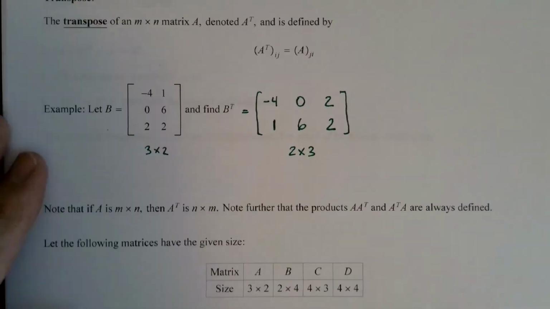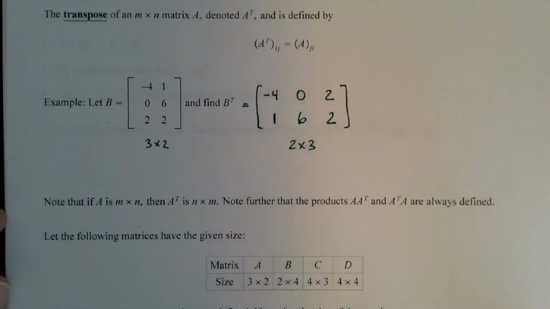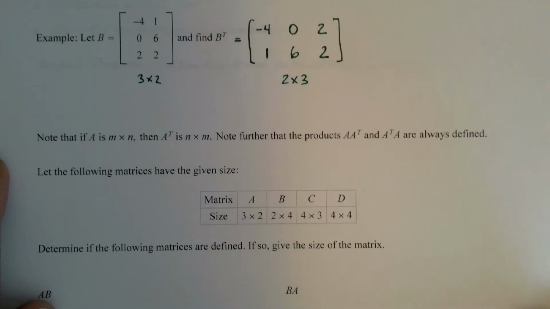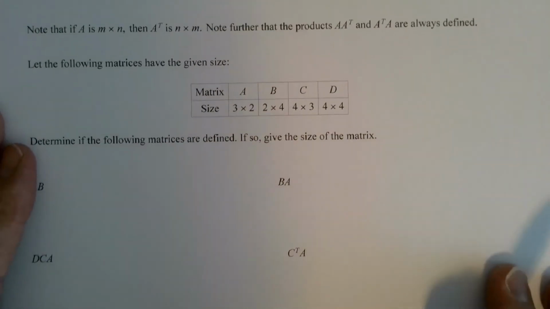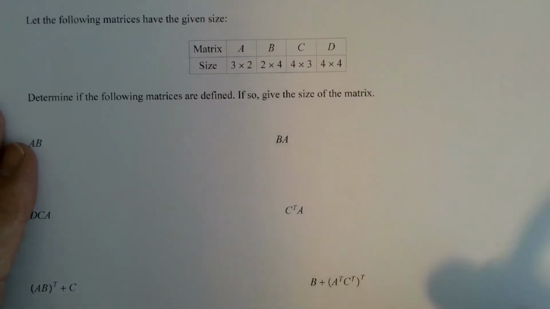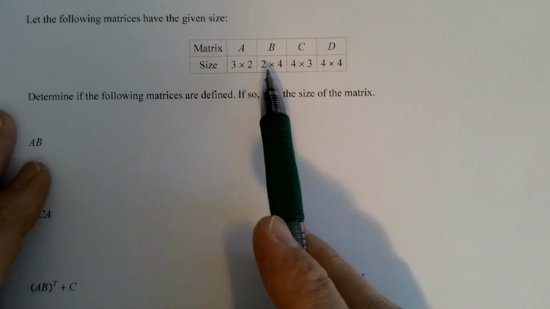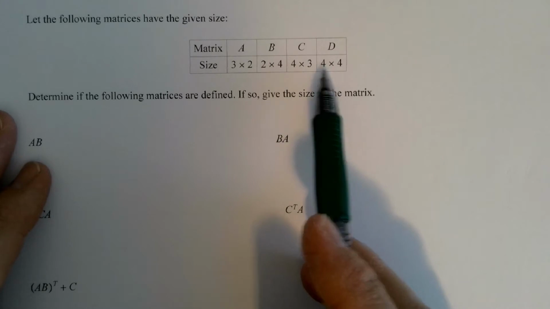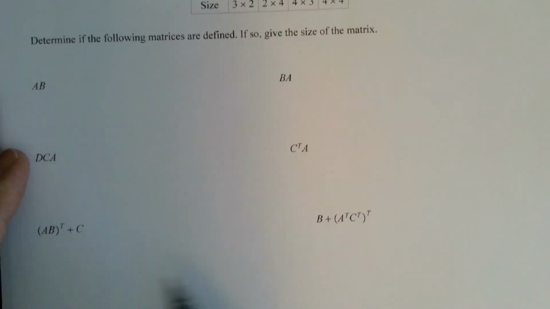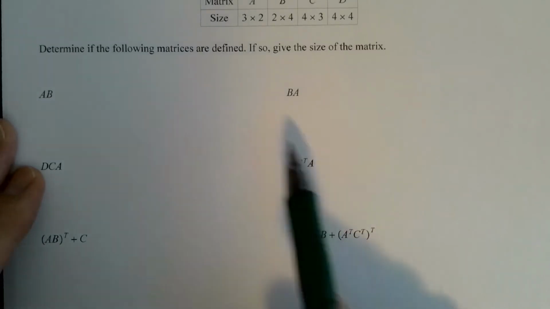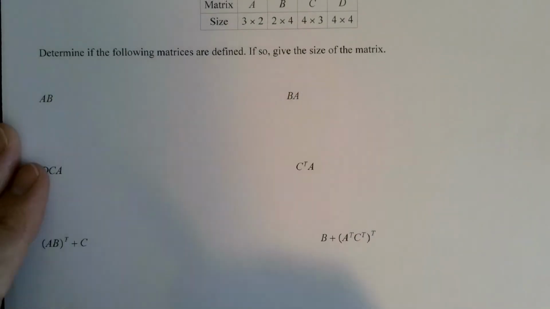So let's go back to matrix multiplication. And now that we've got the trace down as well, I want to look at a problem where I don't give you the entries in the matrix, I just give you their sizes. Here are matrices A, B, C, and D, and these are the corresponding sizes of these matrices. What I want to do is look at these matrix expressions to see if they're defined, first of all, and if so, give the size of the matrix.